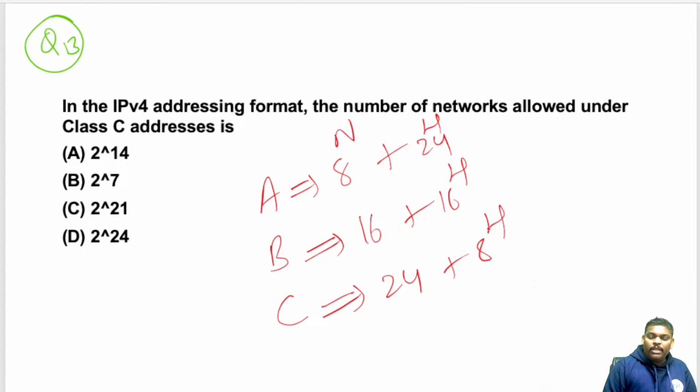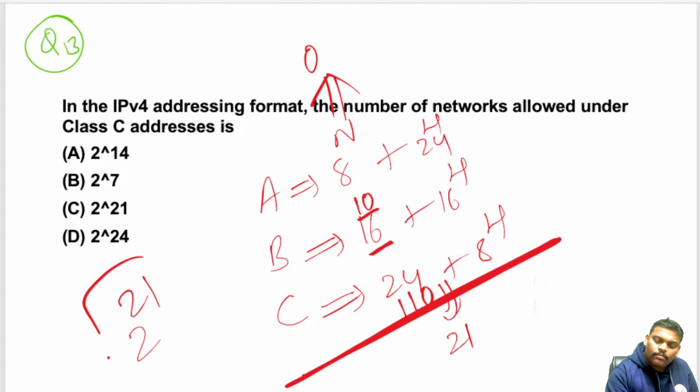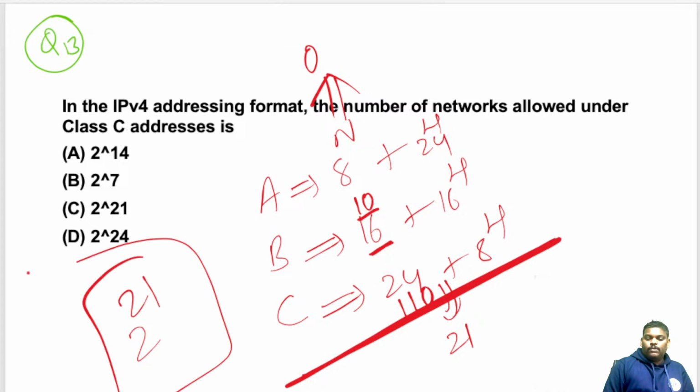Listen, this is the place where many people will make a mistake. That is the reason I gave this problem. He is saying class C. Listen everyone now. Remember 8 bits for network but 1 bit fixed. Here 16 bits for network, 2 bits fixed. Here 24 bits for network but 3 bits are fixed. So the remaining is 21. So 2 power 21. 3 bits are fixed.